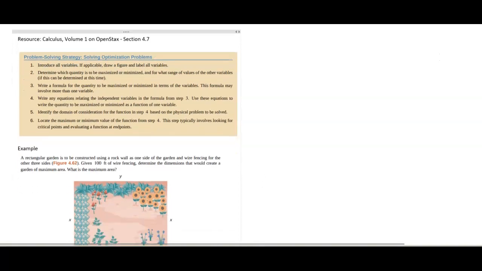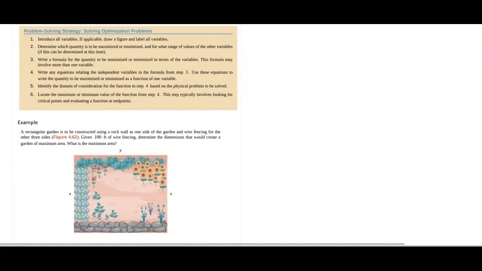There is a problem-solving strategy from the textbook here that I will be using kind of loosely throughout solving these problems. But the first problem here says that a rectangular garden is going to be constructed where one of the sides is going to be a rock wall, and then you're going to use wire fencing for the other three sides. Given 100 feet of wire fencing, what dimensions would create the maximum area, and then what is that area?